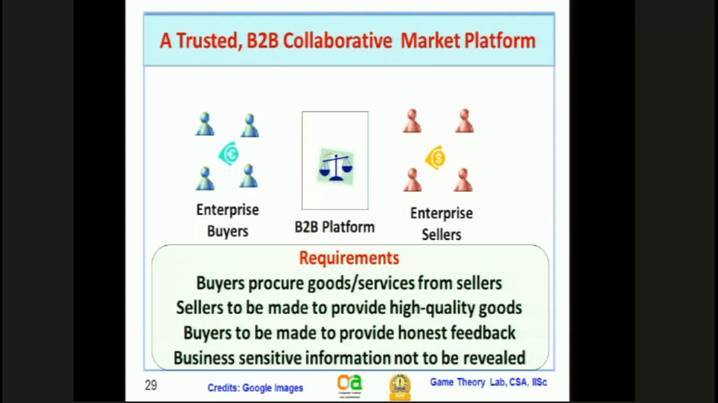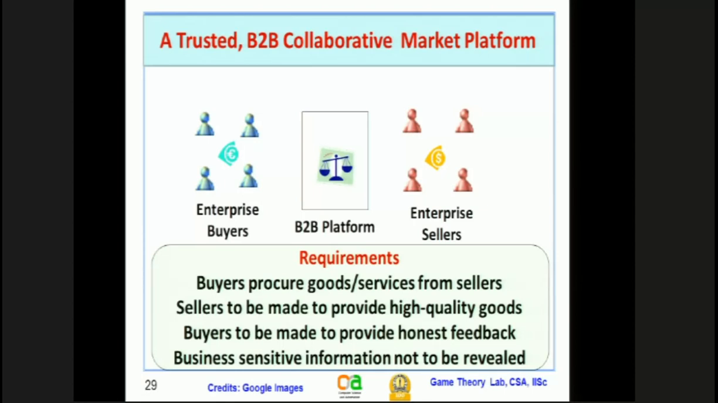Now, a very important requirement is that business sensitive information not be revealed. Many of these companies will have business intelligence or some information that is sensitive. So we have to ensure that this sensitive information is kept private to only those players.